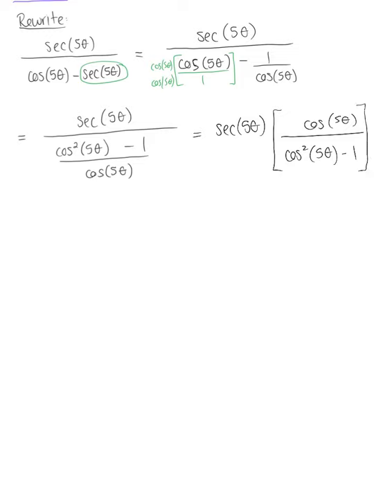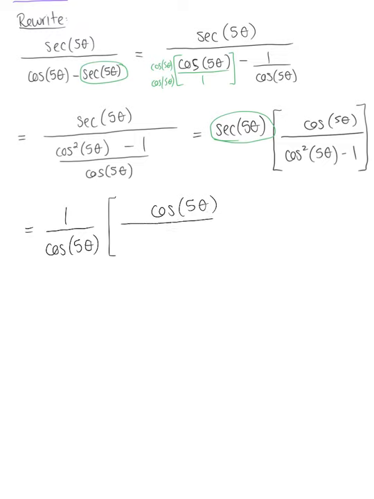And we have some really nice simplification now. We know that this secant in the front from that numerator can be rewritten as 1 over cosine. So I have 1 divided by cosine of 5 theta multiplied by cosine of 5 theta, all over cosine of 5 theta squared minus 1. So the cosine in the numerator and denominator cancel each other out. And then in the denominator, we recognize that this is a Pythagorean identity.